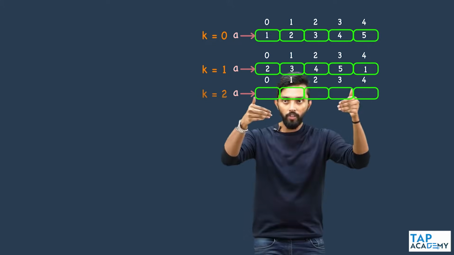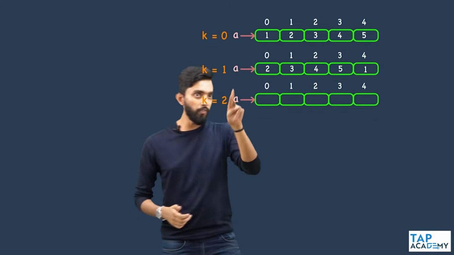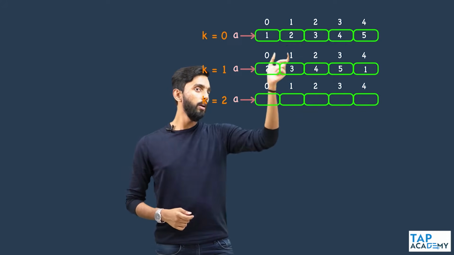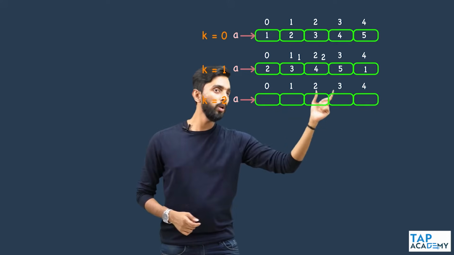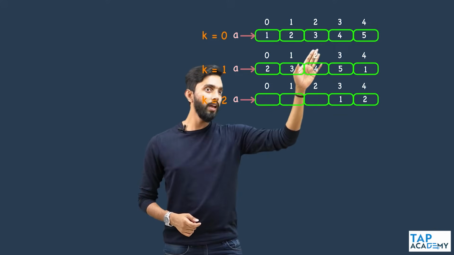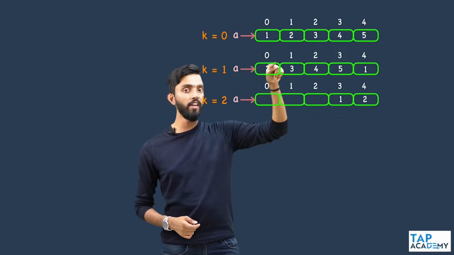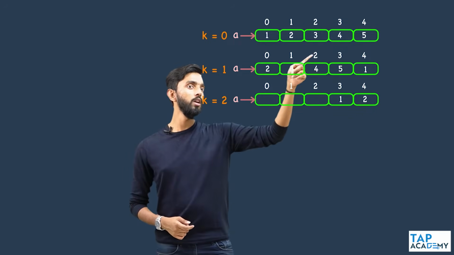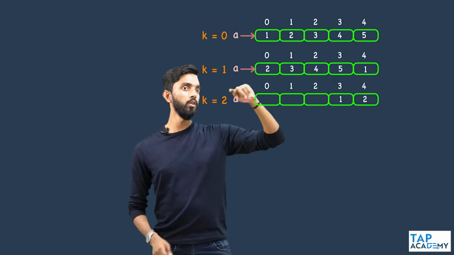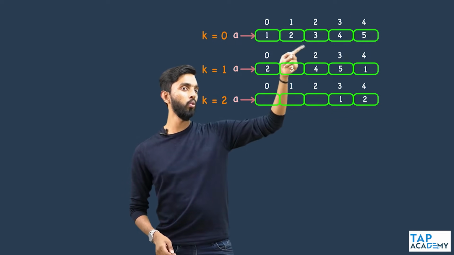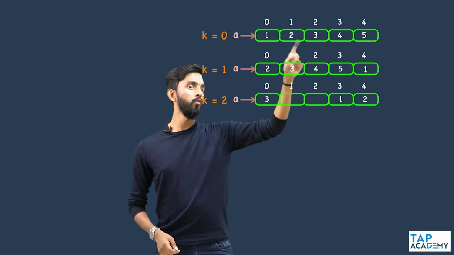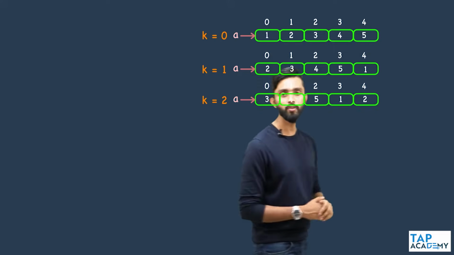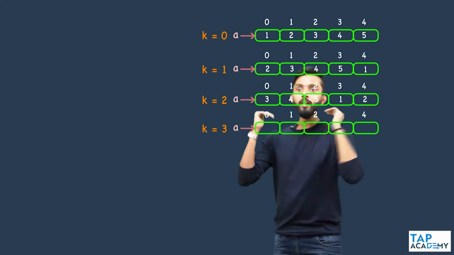What if I rotate it 2 times? Very simple. Look at the original array only. Take the first 2 elements, put it at the end. Rest of the elements, shift it to the left by the number of times you are rotating, which is 2 times. So if 3 gets shifted 2 times, 1, 2, 3 comes here, 4 comes here, 5 comes here. So 3, 4, 5, 1, 2. Any confusion?